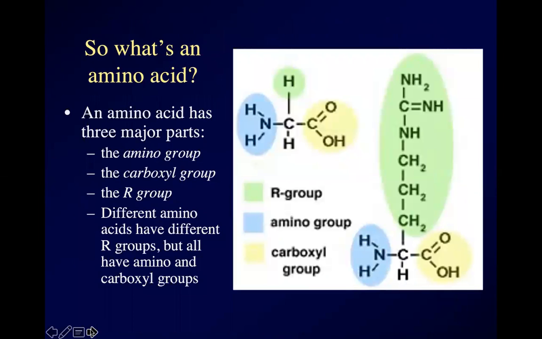So what makes an amino acid? Just like every nucleotide contains a phosphate, a sugar, and a base, every amino acid has three major parts. The amino group is an atom of nitrogen stuck to a couple of hydrogens. The carboxyl group is a carbon with a couple of oxygens and a hydrogen for seasoning. The amino group is in blue here, the carboxyl group in yellow. And what makes amino acids different from each other is they've got different R groups.